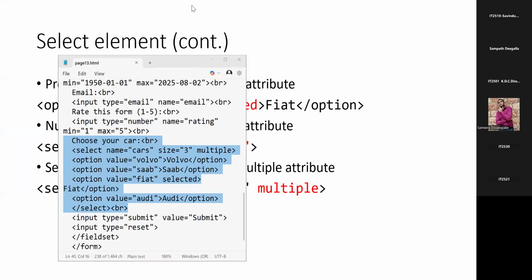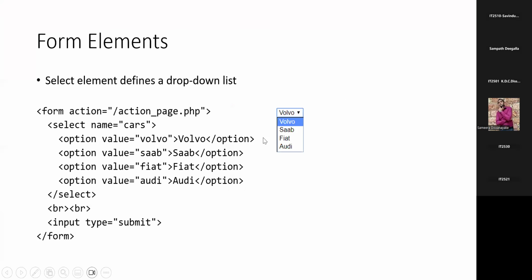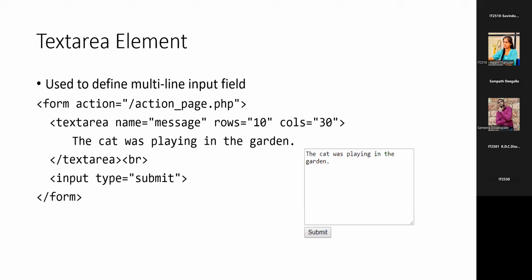So this is called a drop-down list box. Hope you have seen how the drop-down list box works. Then if you want to have a text area, not just a text box, but if you want to type in an area, for example, to get a person's comment, then we have to specify a text area.